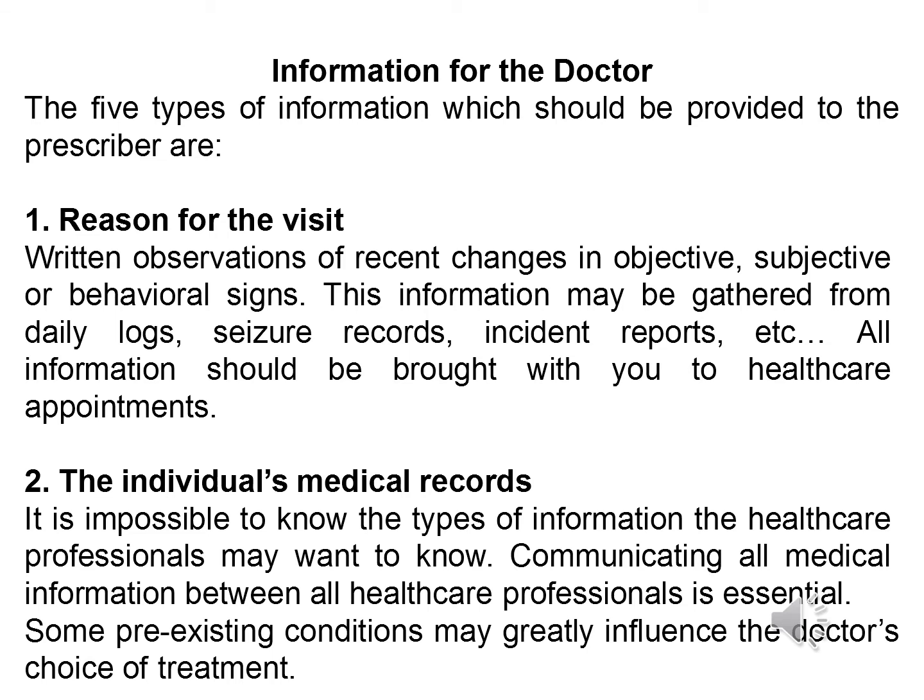Information for the doctor. The 5 types of information which should be provided to the prescriber are 1. Reason for the visit. Written observations of recent changes in objective, subjective, or behavioral signs. This information may be gathered from daily logs, seizure records, incident reports, etc. All information should be brought with you to healthcare appointments.